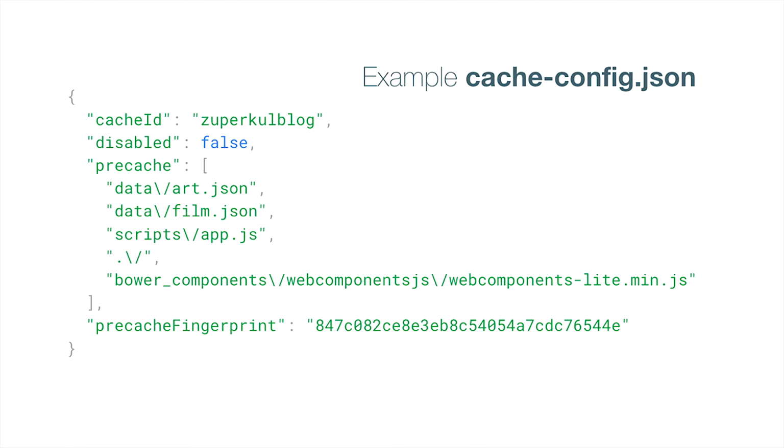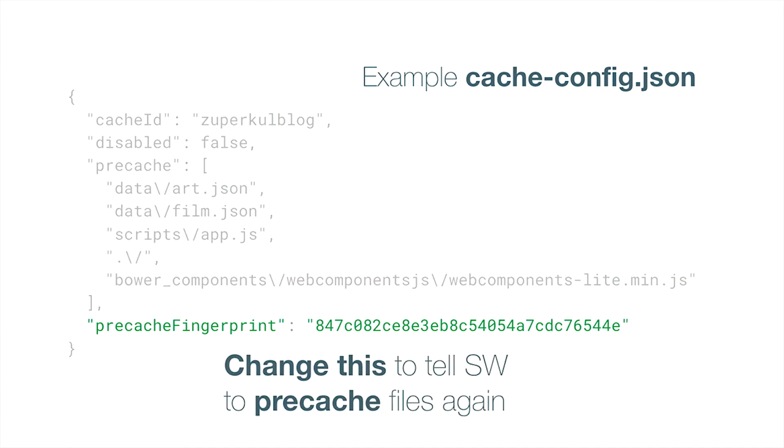I can give my cache an ID, tell it in that array what to pre-cache, and I can also give it a pre-cache fingerprint, which is just a little identifier to show off the uniqueness of the cache itself. So if I want to, I can change that pre-cache fingerprint at any point, and that'll tell my service worker to go out and pre-cache the things from the array over again. Now, in this case, the pre-cache fingerprint is just a hash that I generated.